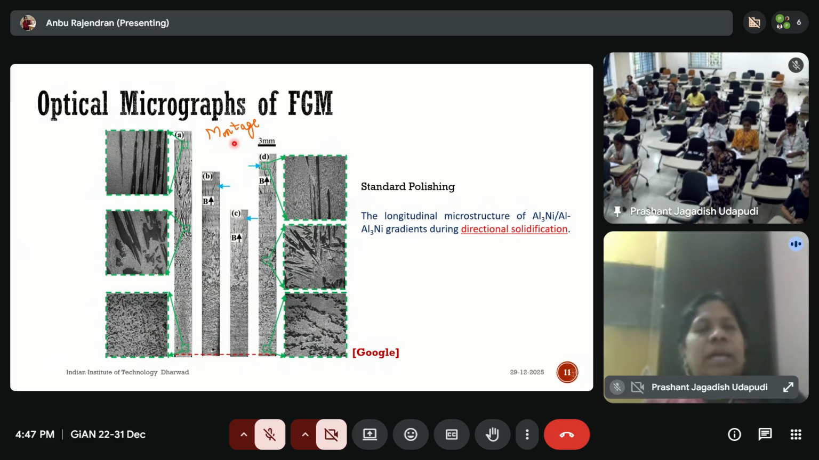Okay, so as I mentioned, if you want to cover a large area, you have to take small continuous images, then you can stitch the images. That is called a montage image, which will give the overall structure variation in a particular selected area.